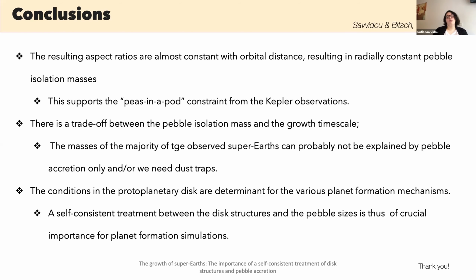The conditions in the protoplanetary disks are shown to be very determinant for the various planet formation mechanisms, because specific parameters, for example the viscosity or the fragmentation velocities, matter a lot for the disk structure and subsequently for the planet formation. So it is important when we consider such models to have a self-consistent treatment, because if we don't, we can overestimate, for example, the maximum masses that we can have. And that's it. Thank you very much.